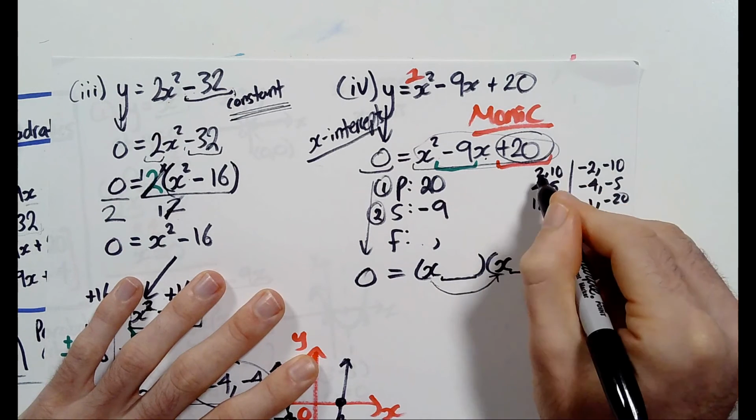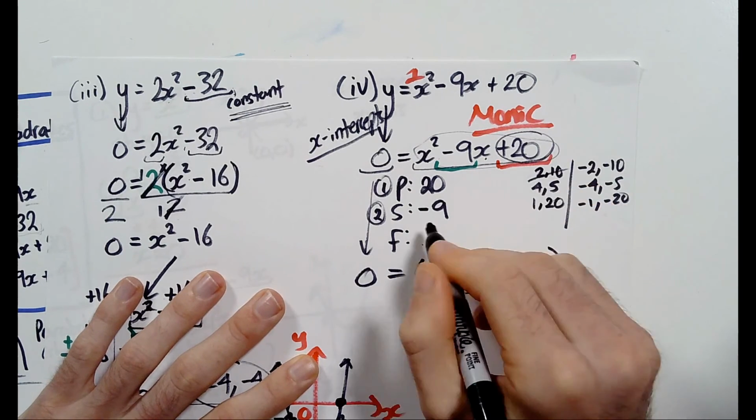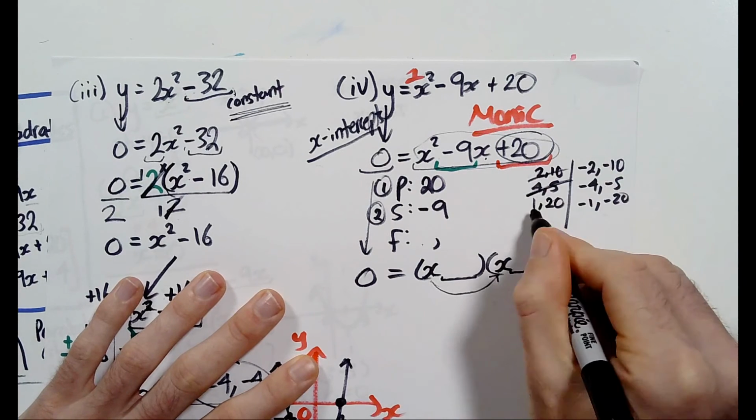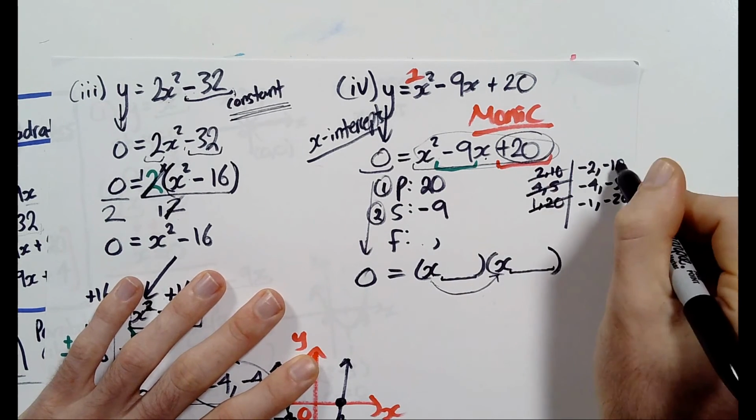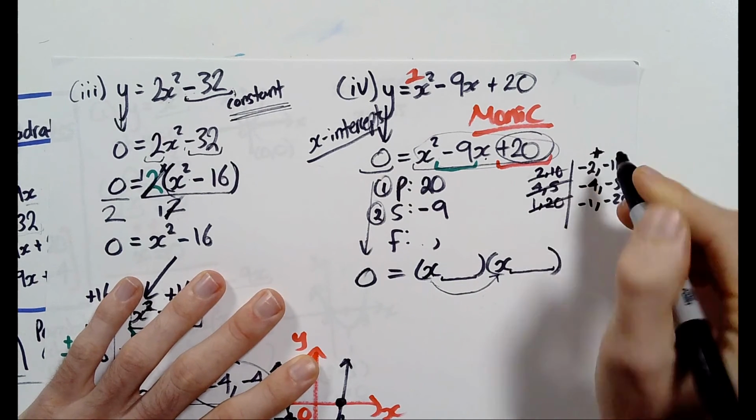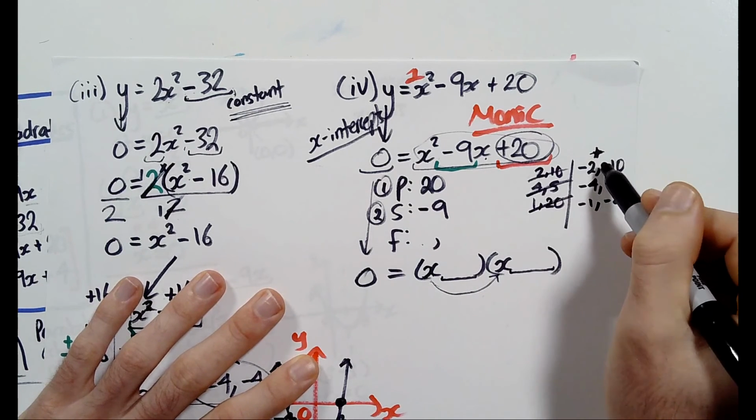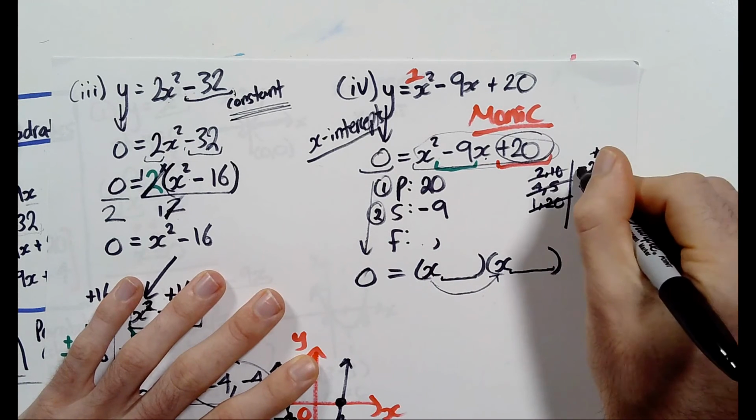So let's plus them together. 2 plus 10 is 12. That's not -9. 4 plus 5 is 9. That's +9, but not -9. 1 plus 20 is 21. That's not -9. -2 plus -10. So you still add them, but it will become a minus because plus and minus becomes a minus. So -2 minus 10 becomes -12.